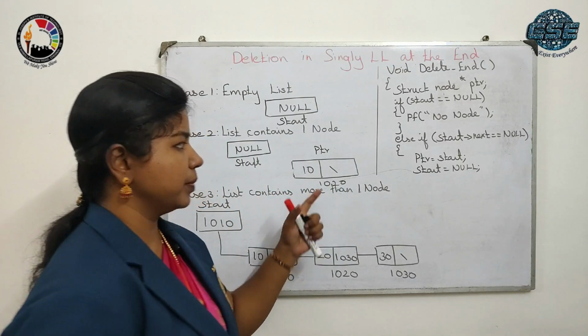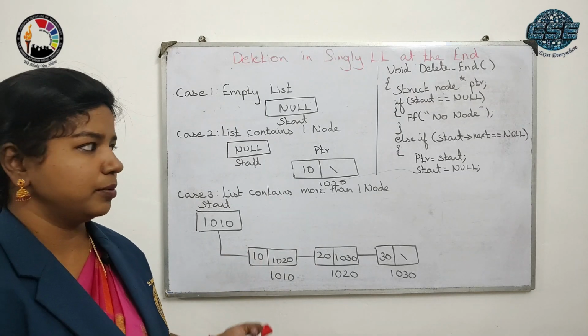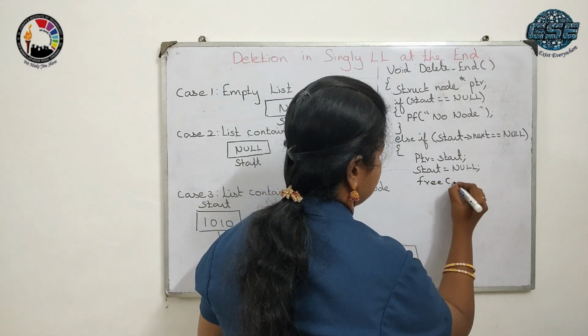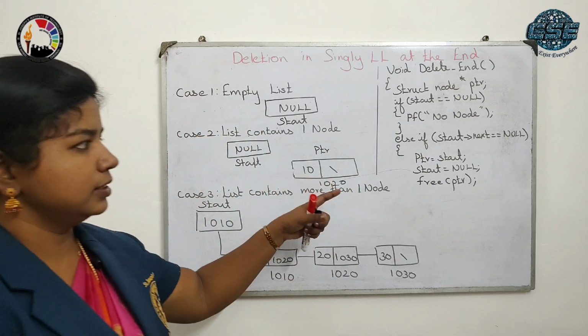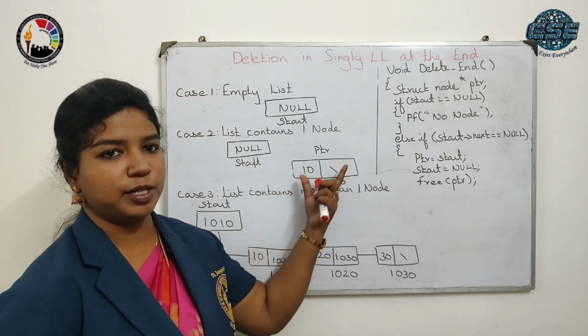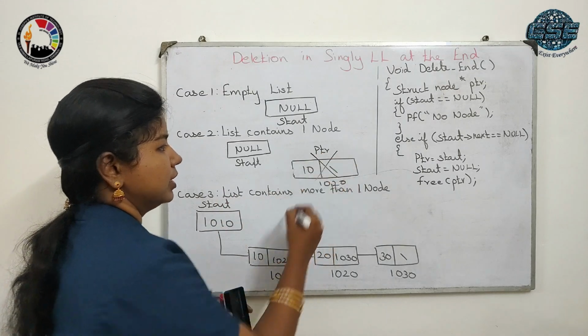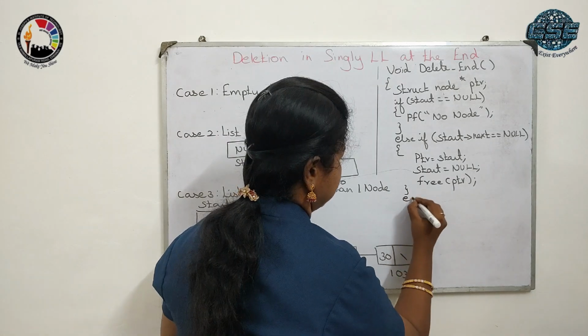So next we have to make this pointer join the free memory list. So we have to write free ptr. So this is how we can delete the element if you are having only one node in your linked list. So this node will be deleted. So the next case is, so I'm writing the else part.